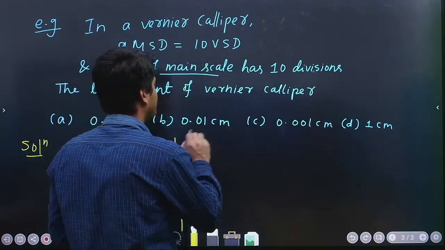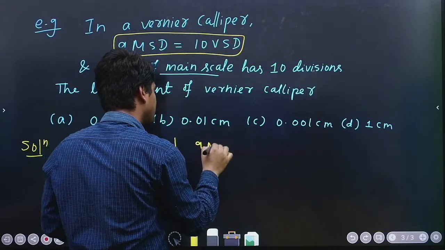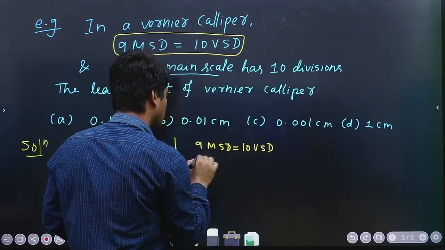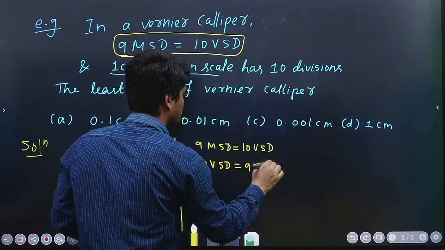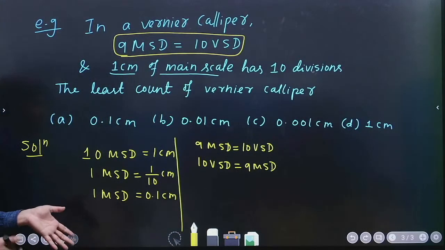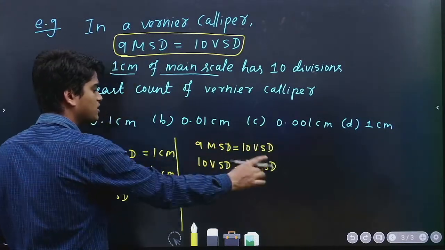Now next is what? VSD. For VSD I have to take this formula. So 9 MSD how much? 10 VSD. Yes or no? Can I write the same thing? 10 VSD equal to 9 MSD. A equal to B, I am writing B equal to A. Similar. So this equal to this equal to that I am writing.